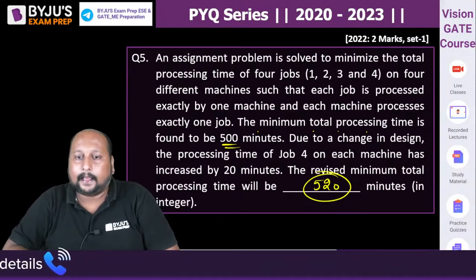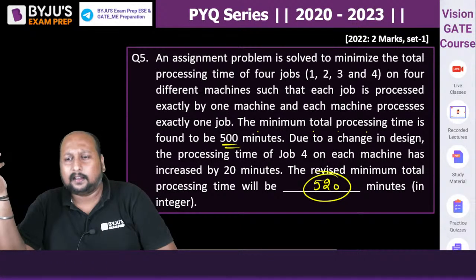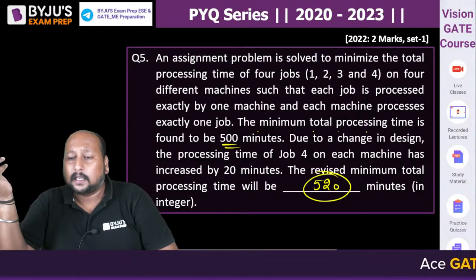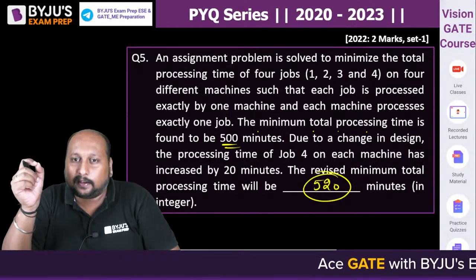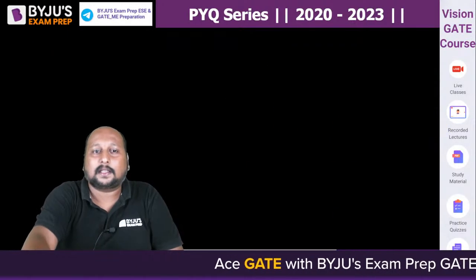Okay, clear hai everyone? Question bada easy tha, na? Question was an easy one. I hope so. This was a 2 marks question. Can you believe it? Chaliye, next question, question number 6 on the screen.